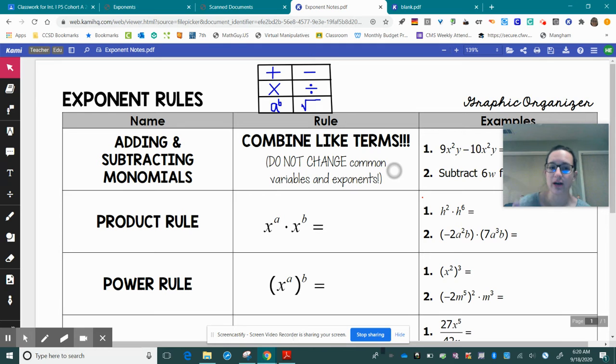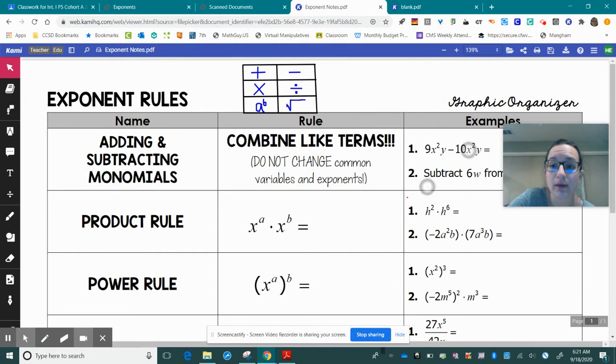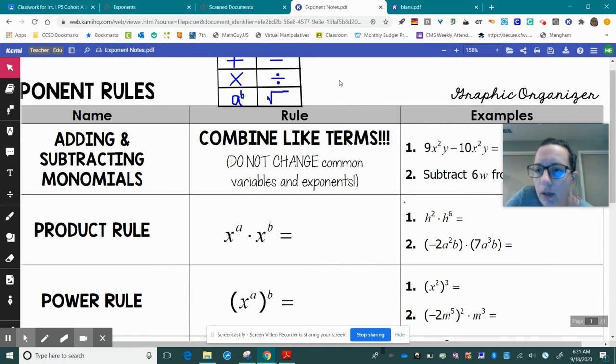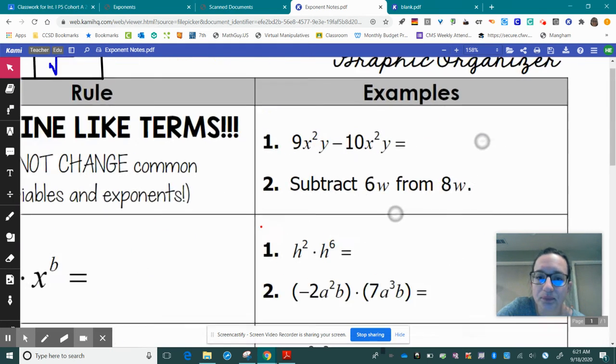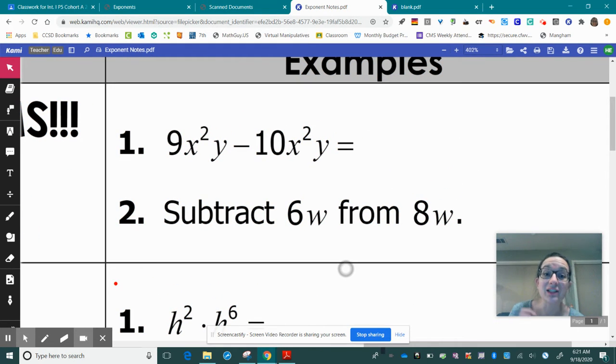So adding and subtracting monomials. You've done this. This part's easy. It's just combining like terms. Do not change common variables and exponents. They stay exactly the same. So I gotta move my face. Okay, there we go. If we look here at number 1, we have 9x squared y minus 10x squared y.